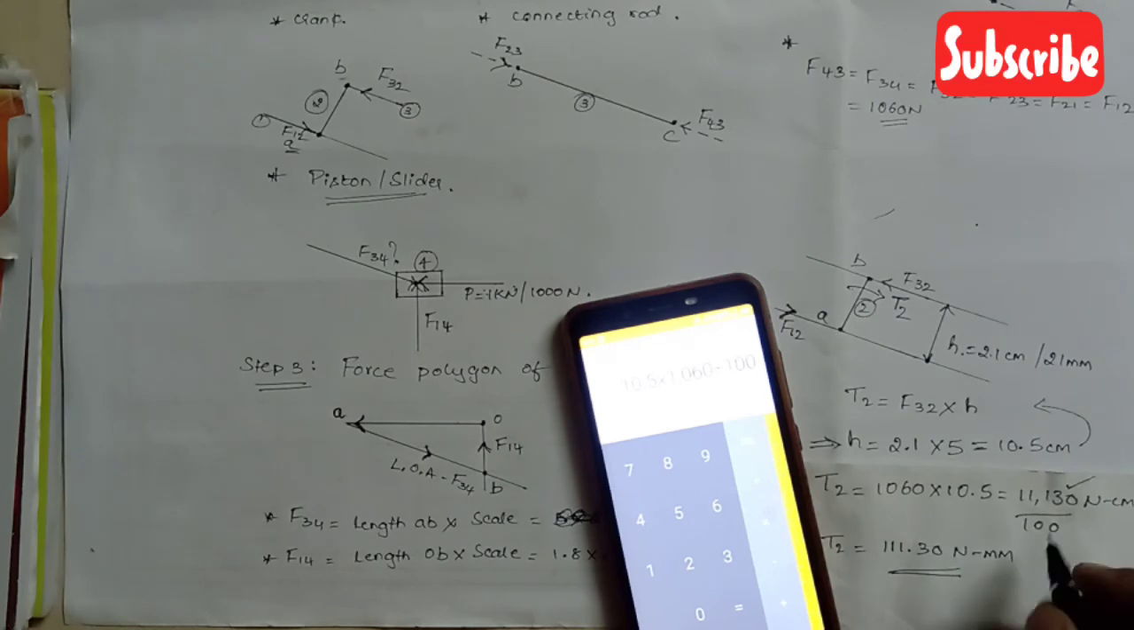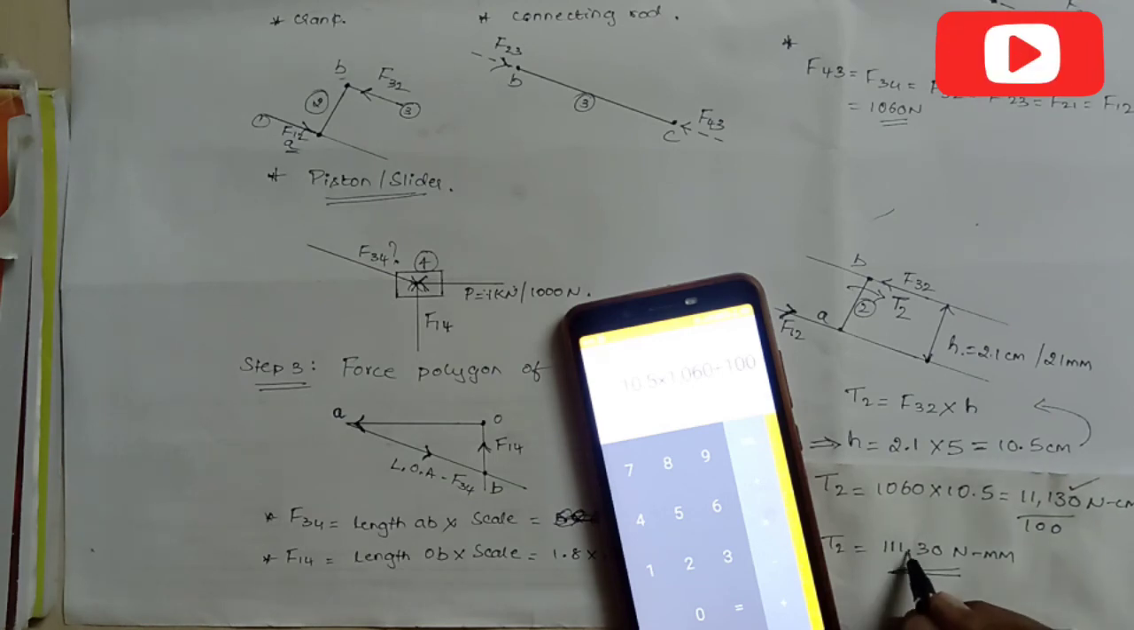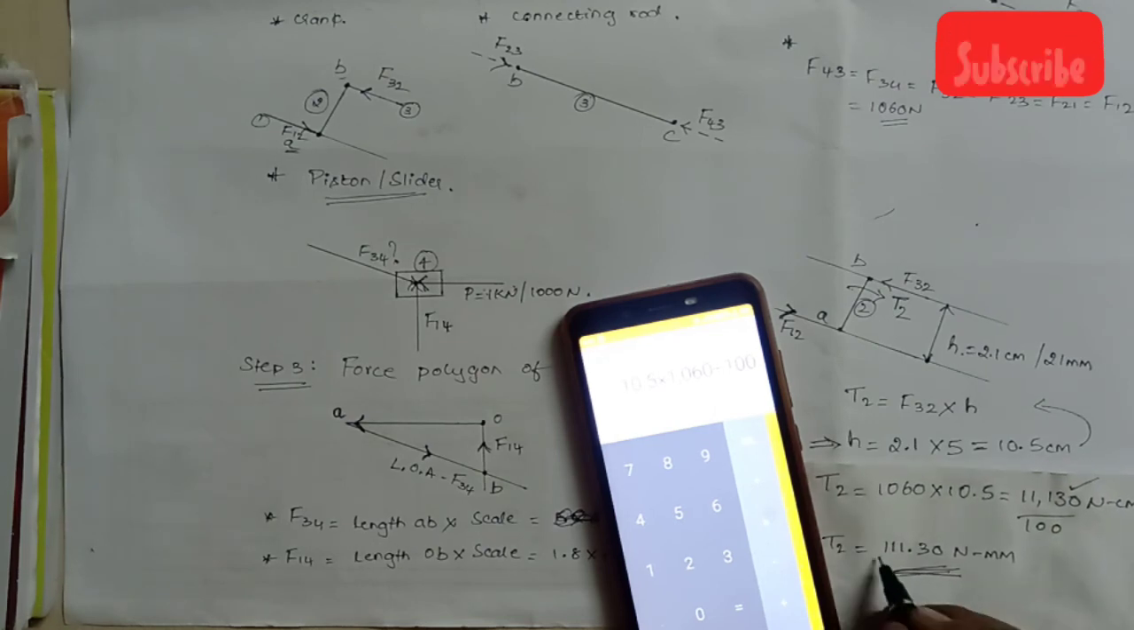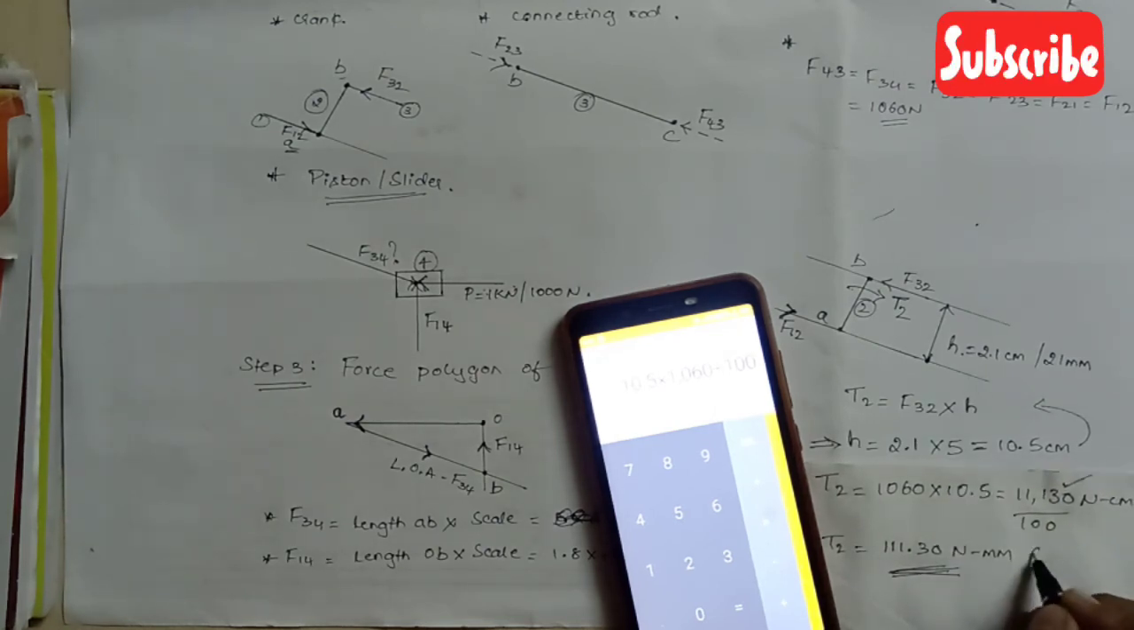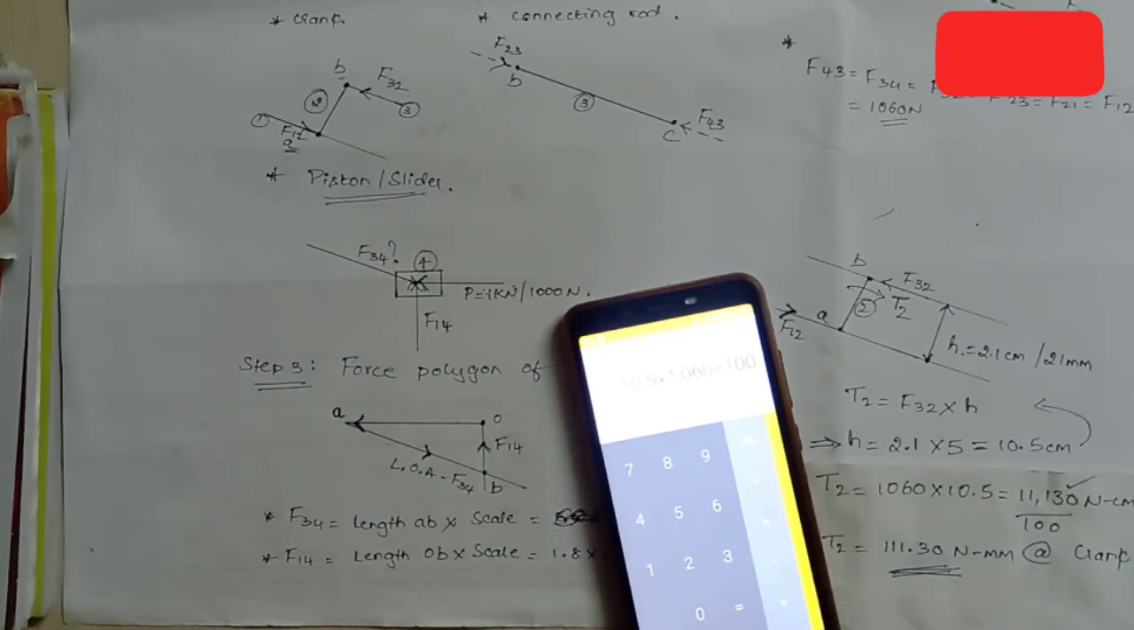Now if I want to keep this in metric or in terms of Newton millimeter, I will be dividing this answer by 100, so that I will be getting the value of torque to be 111.30 Newton millimeter. This is the answer. That is nothing but the torque that should be applied at the crank in order to keep our slider crank mechanism in static equilibrium condition.